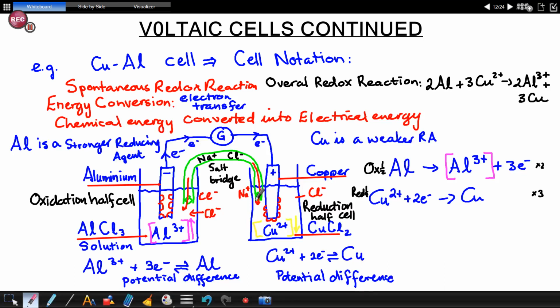Are you hearing what I'm saying? Yes, yes. Okay, so that's the salt bridge. That's the name of it. The salt bridge is there to complete the circuit and to prevent a charge build up in the half cells.